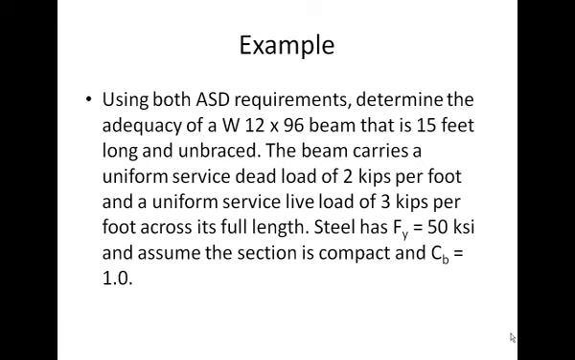Here's a short example. Let's say we have a W12 by 96 beam and it's 15 feet long and it's unbraced. It carries a uniform dead load of 2 kips per foot and a uniform live load of 3 kips per foot. And it's 50 KSI steel and the bending coefficient is 1.